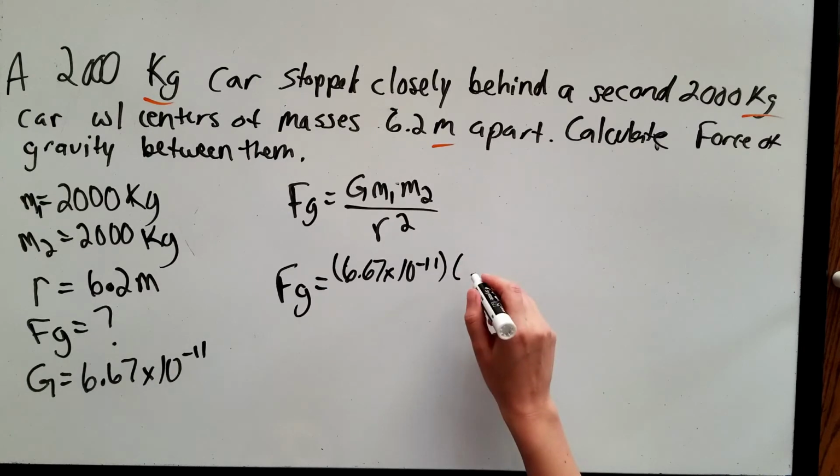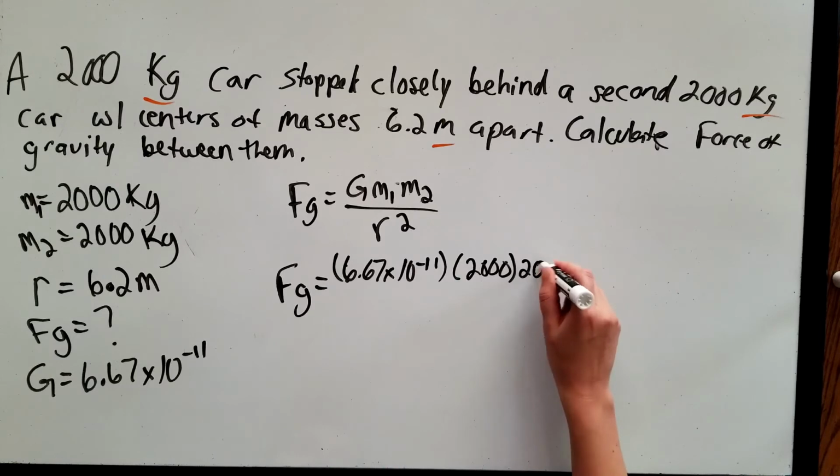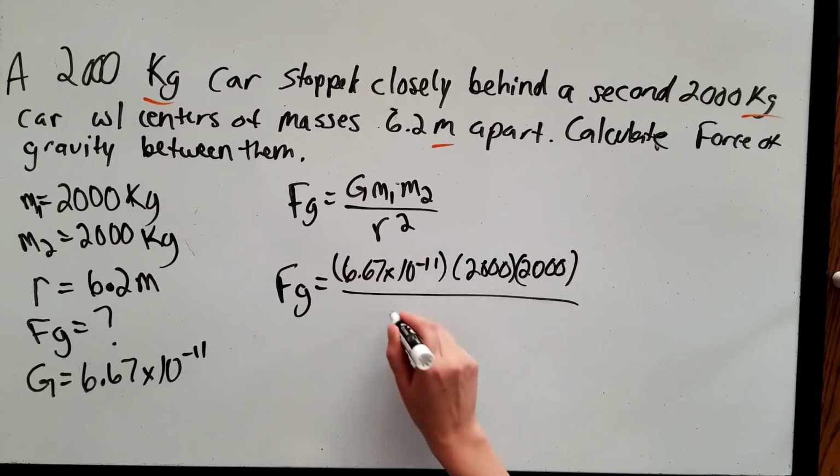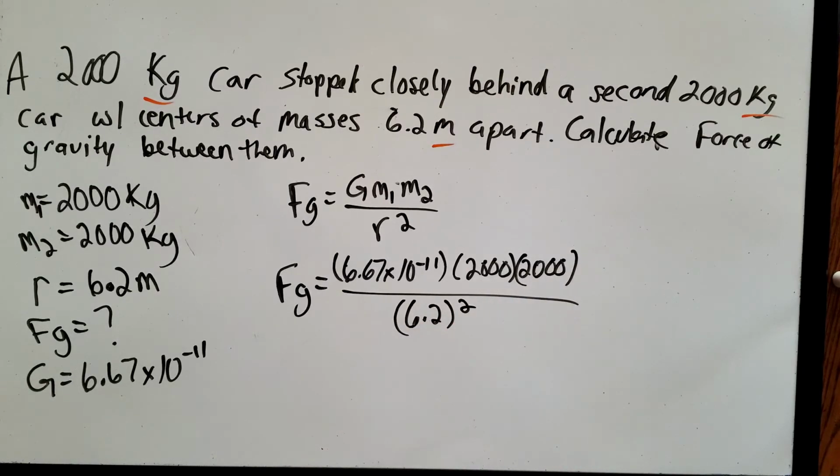Okay, so let's calculate and compare to our last problem here. So I have 2,000 times 2,000, and then divided by 6.2. Don't forget to square it. They're also closer to each other than the last problem, so it's definitely going to be larger. 6.67 E negative 11 times 2,000. Divide that whole thing by 6.2 squared.